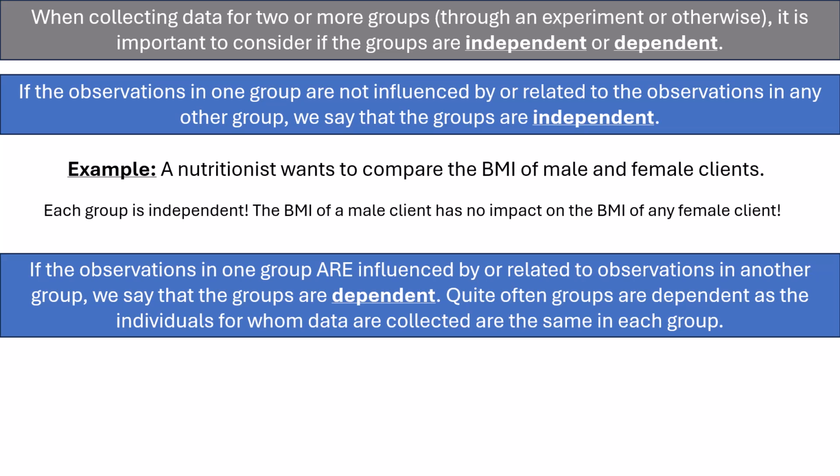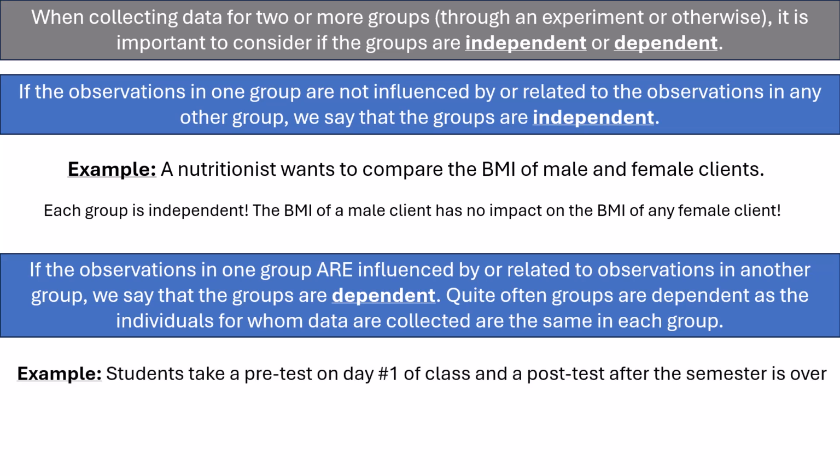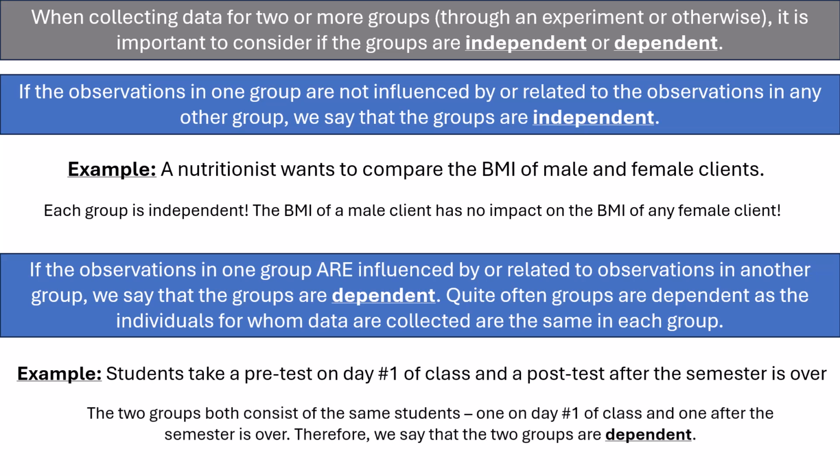If the observations in one group are influenced by or related to the observations in another group, we say that the groups are dependent. Quite often, groups are dependent as the individuals for whom data are collected are the same in each group. For example, let's say that students take a pre-test on day one of the class and a post-test after the semester is over. The two groups consist of the same students on day one of the class and after the semester is over. Therefore, we say that the two groups are dependent.